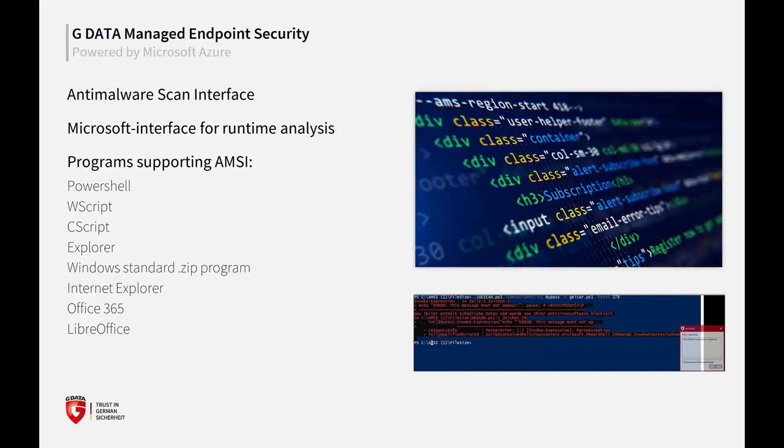You see the little PowerShell window in the lower right-hand corner. This is what it looks like. I will also be more than happy to show you in our live demonstration in a couple of minutes how this works and what it looks like. Of course, the AMSI interface is not only available for PowerShell, it's also available for many other scripts. You see them listed here on the left-hand side. Even in Office 365, we sometimes have scripts, and we can also monitor these scripts.